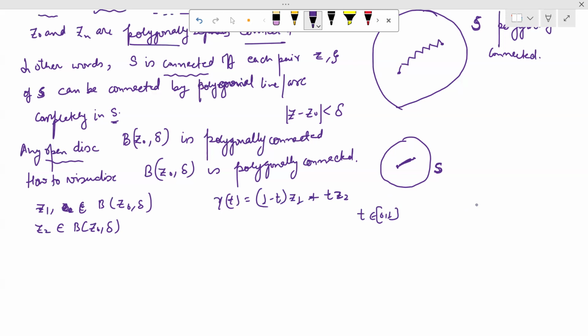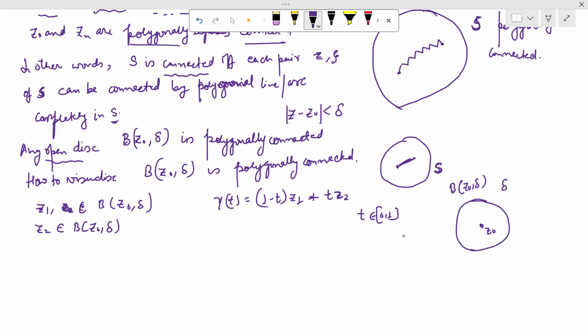Now, after all, what is this open disk? It is centered at z0 with a radius of del. Is that fine? So this is what you mean when I say that this is an open disk centered at z0 and with a radius del.